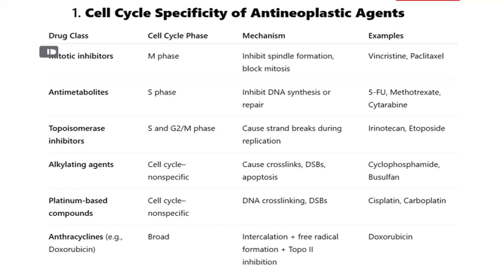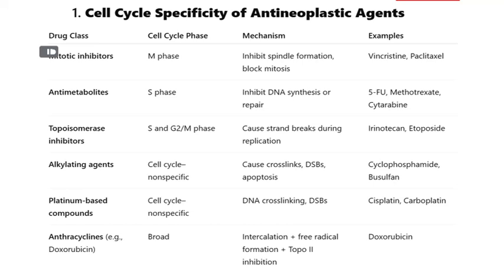Alkylating agents: cell cycle nonspecific, cause crosslinks, double-strand breaks, and apoptosis, such as cyclophosphamide and busulfan. Platinum-based compounds: cell cycle nonspecific, DNA crosslinking, double-strand breaks, such as cisplatin and carboplatin. Anthracyclines, e.g. doxorubicin: broad intercalation, free radical formation, and topoisomerase II inhibition.